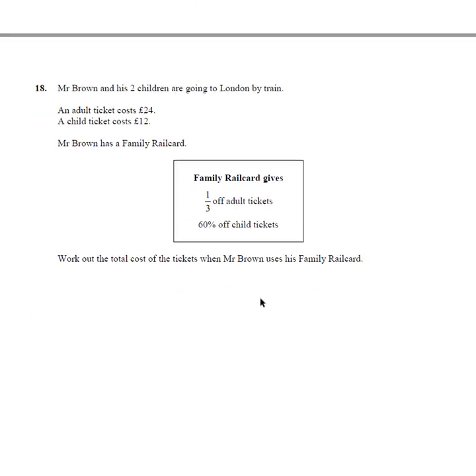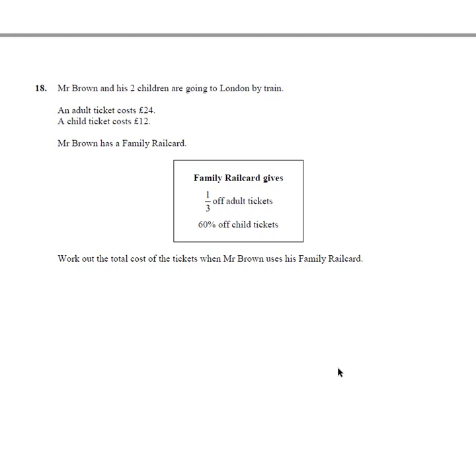Question 18. Mr. Brown and his 2 children are going to London by train. An adult ticket costs £24, a child ticket costs £12, and Mr. Brown has a family rail card. 1/3 off adult tickets, 60% off child tickets. Work out the total cost of the tickets when Mr. Brown uses his family rail card.